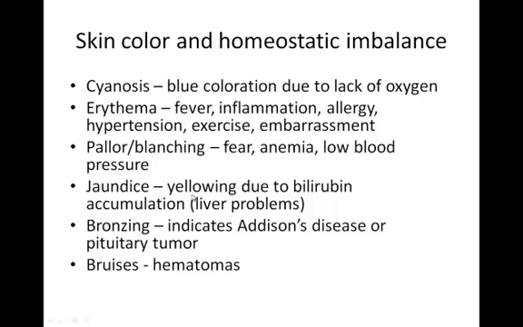Jaundice is a yellowing of your skin and your eyes due to a bilirubin accumulation. Bilirubin is the breakdown of red blood cells. It's actually the breakdown of heme, that portion of your red blood cells. And jaundice is usually due to liver problems or an undeveloped liver, as it is in newborns when they develop jaundice. If you have a bronzing tone to your skin, that indicates Addison's disease or a pituitary tumor, usually a benign pituitary tumor.